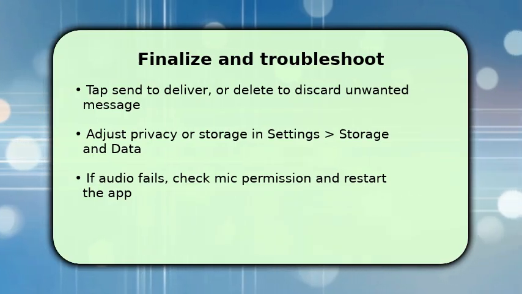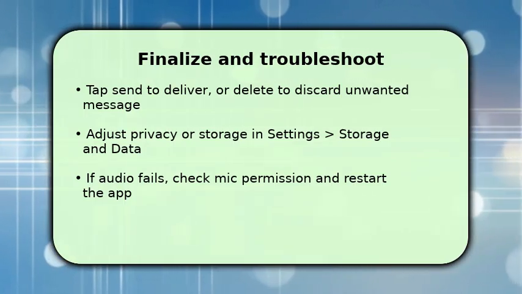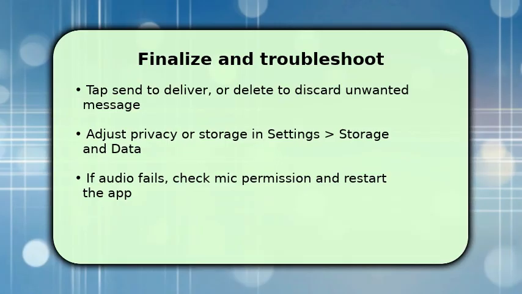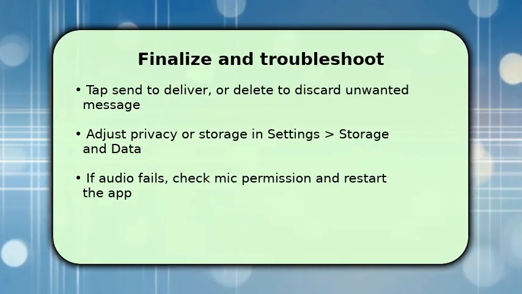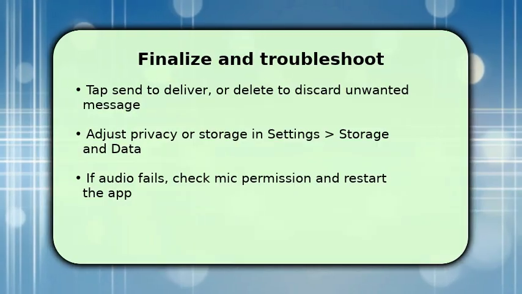Also check privacy or app permissions to ensure WhatsApp can access your microphone. If recordings still fail, restart the app or device. This clears temporary locks. One key tip: grant mic permission and restart if needed.